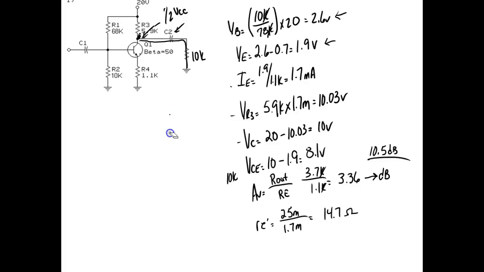I mean, this probably won't be on the test. I'll just probably ask for dB on whatever gain you calculate. Right now, common emitters, we'll look at voltage gain.